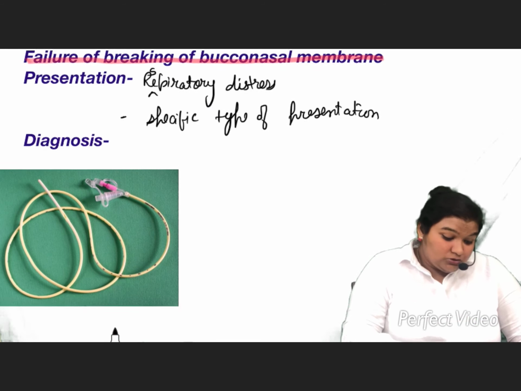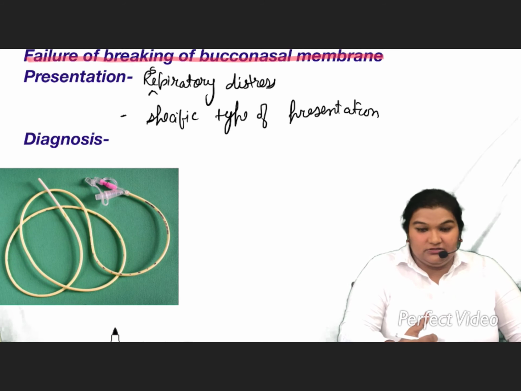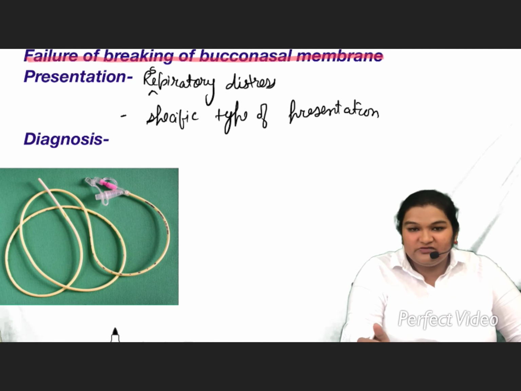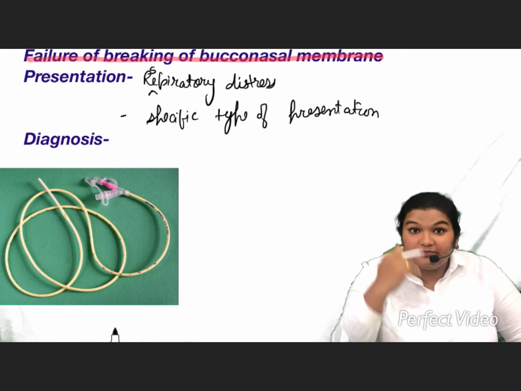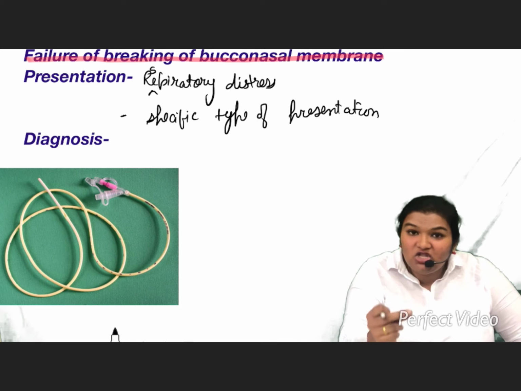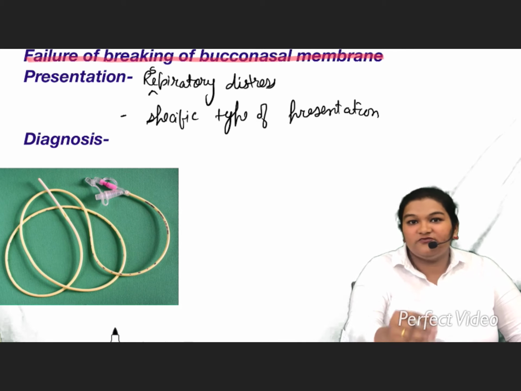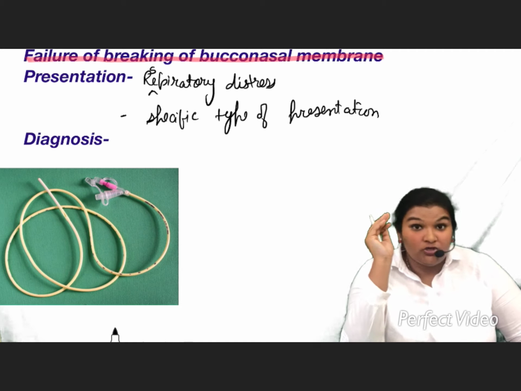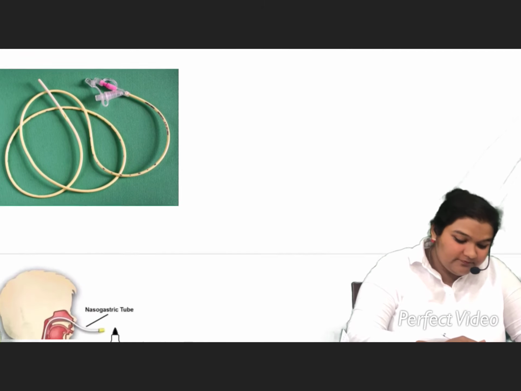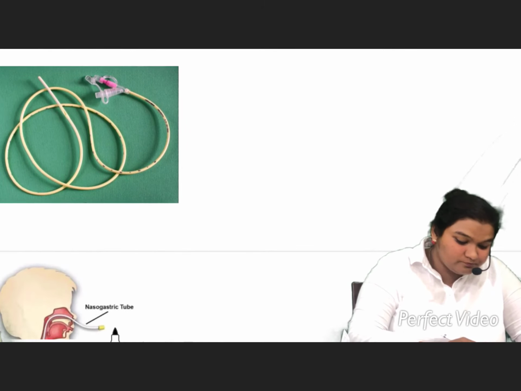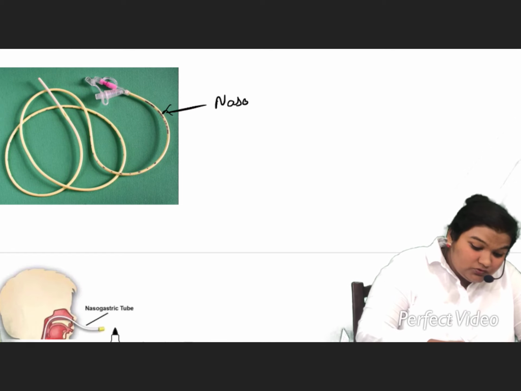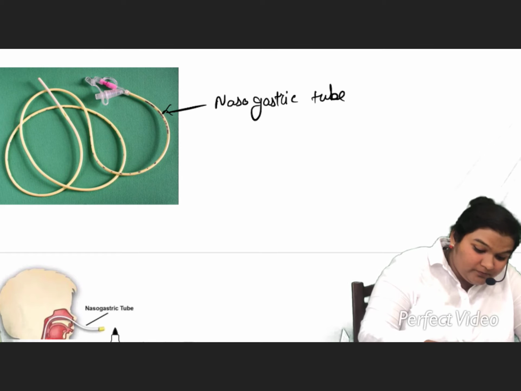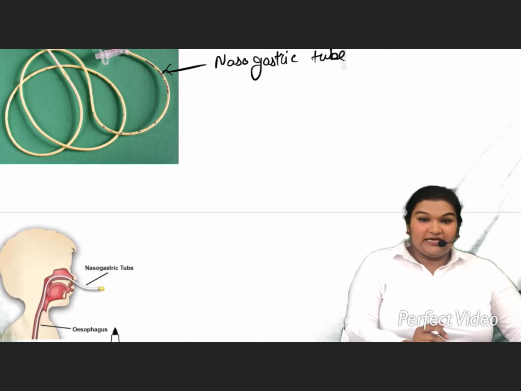Okay, so how will you diagnose it? This type of child is presenting like this. You need a specific test which will confirm that this is a case of choanal atresia. Can you guess the thing in the image? Yes, it is a nasogastric tube.